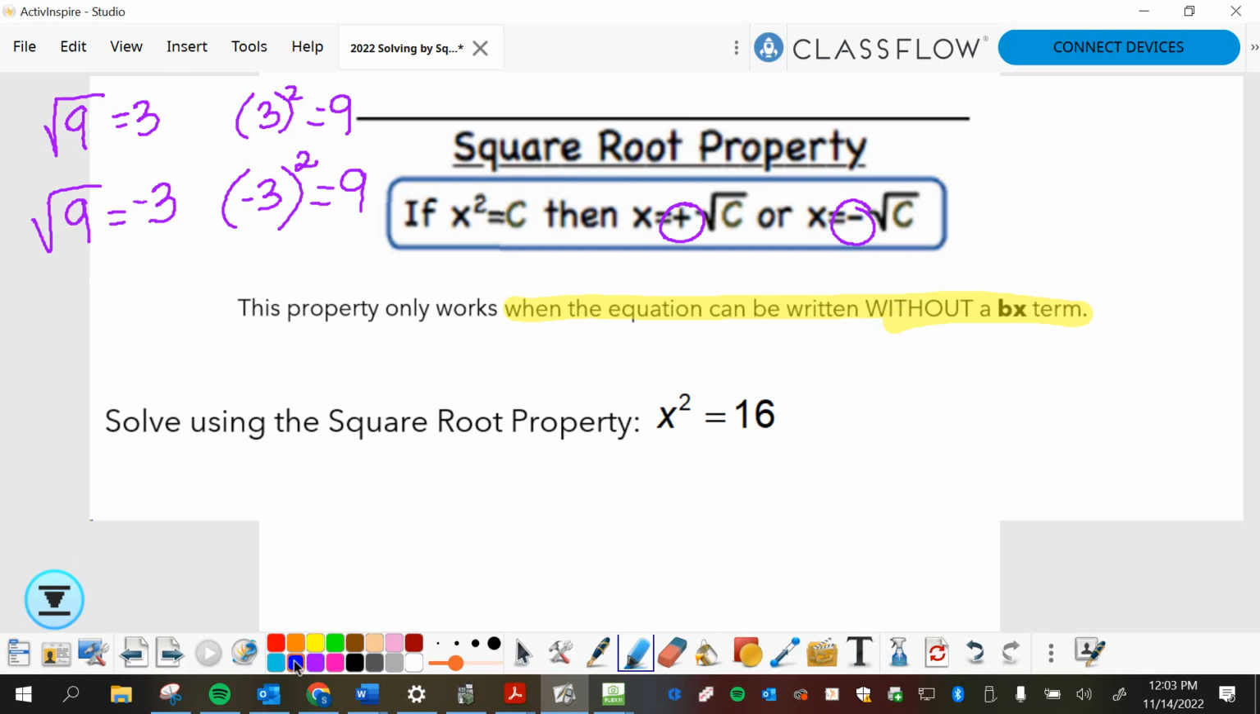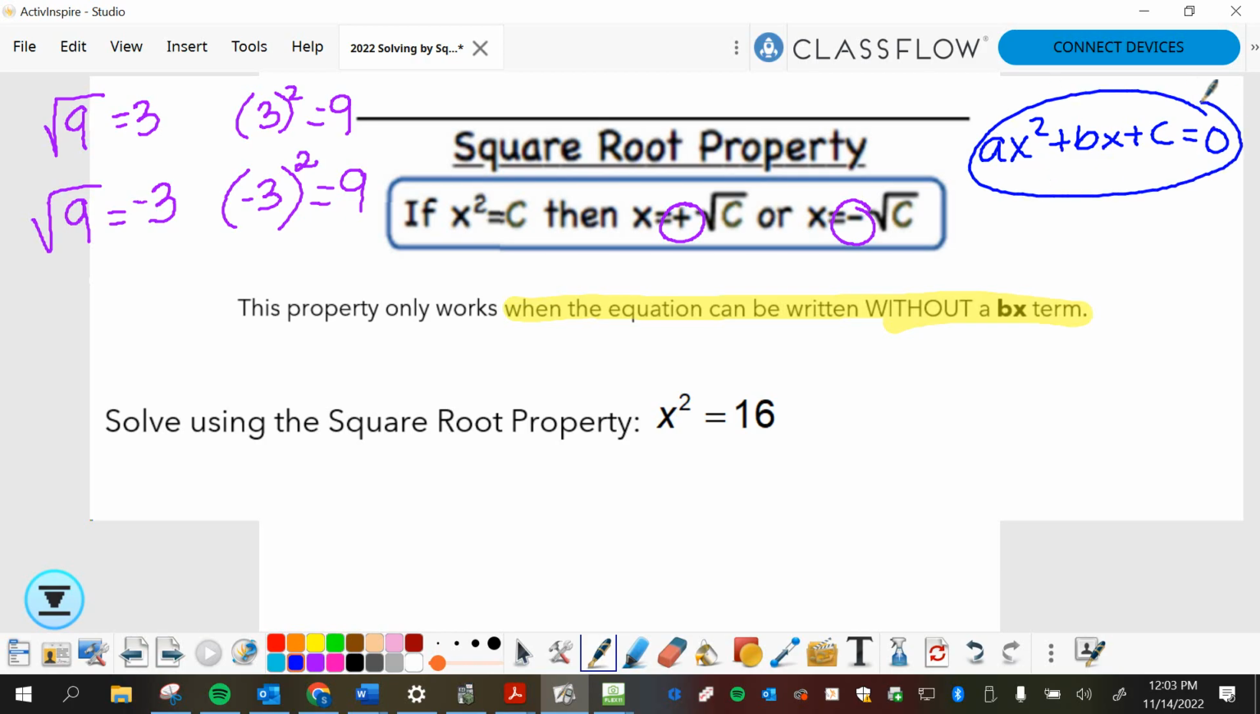And what do I mean by that again? I mean, if it looks like this, I can't use this method because I can't have this bx. Okay, so these are just other equations that we can solve, all right? So if I look at this basic example, this is one I can solve with the square root property because I don't have a bx term, okay?